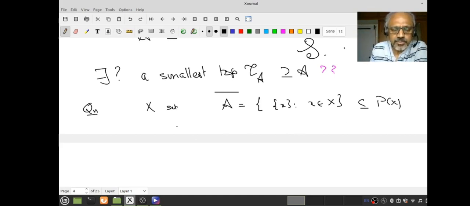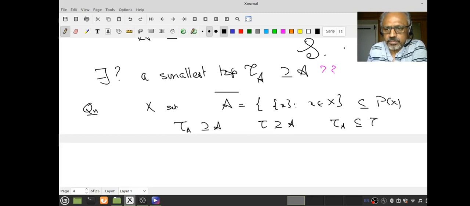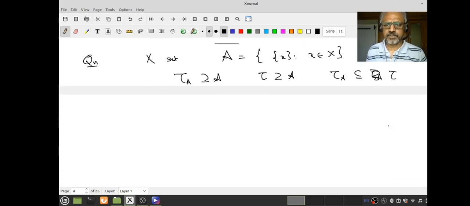Now what is the question I am asking? What is the smallest topology containing A? That means tau_A must be a topology which contains A, and if tau is any topology which contains A, then what should be the relation between tau_A and tau? Tau_A should be a subset of tau. That is what is meant by smallest. Among all topologies which contain A, tau_A is the smallest. Is the question clear?